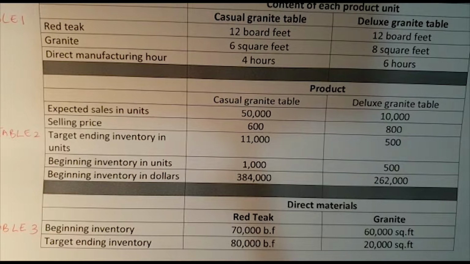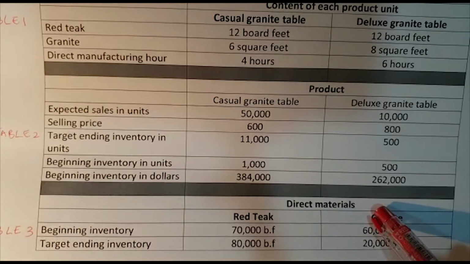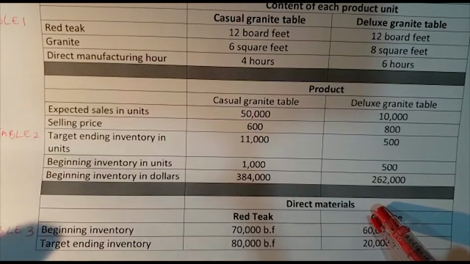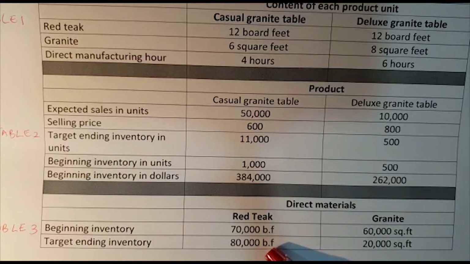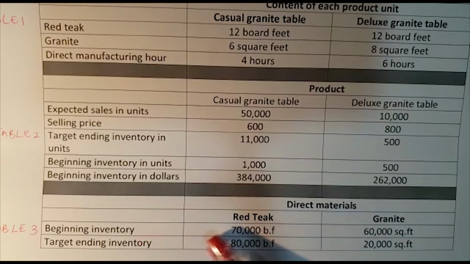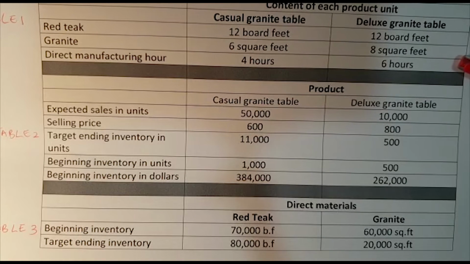All right, now we continue with our questions. Other information given is basically related to direct material, where the beginning inventory and target ending inventory for red teak is 70,000 board feet, and for granite is 60,000 square feet. This is the beginning inventory, and the target ending inventory is 80,000 board feet for red teak and 20,000 square feet for granite. To make it easy to show where the figures come from, I label this table.